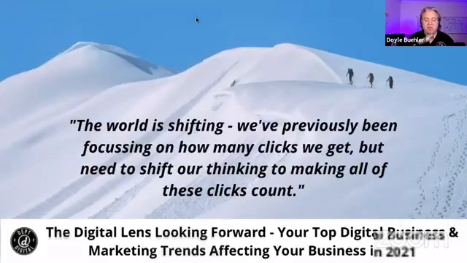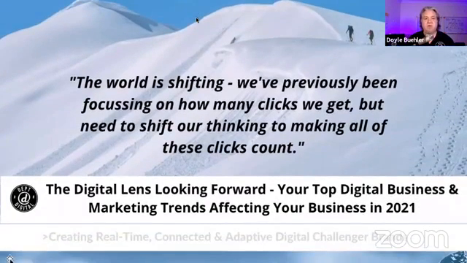So the world is shifting, right? We've previously been focusing on how many clicks we get, but we need to shift our thinking to making all of these clicks count. Without that, you're just wasting your time, your money, and your resources as well. So we have to be smarter about digital. It's not easy, it's a very difficult process.